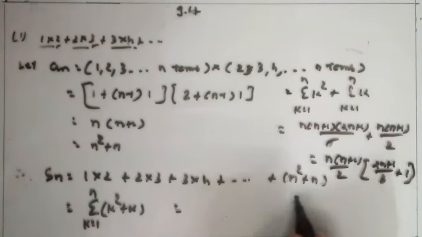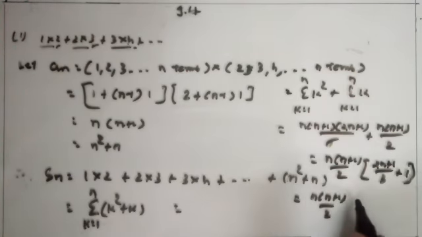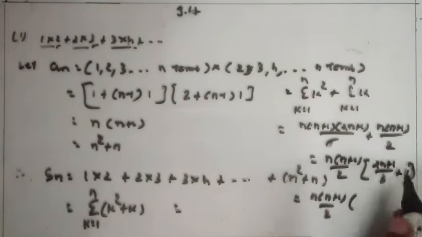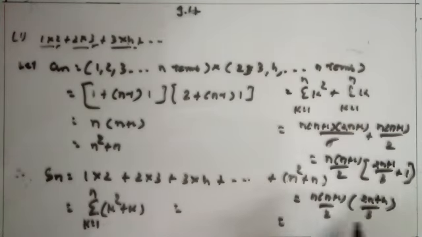Okay, so it is equal to n(n+1)/2 into, taking LCM 3, so 2n plus 1 plus 3 becomes 2n plus 4 upon 3. Now simplification, 2 take outside, so 2 cancel, we get n(n+1)(n+2)/3. Clear? Answer.